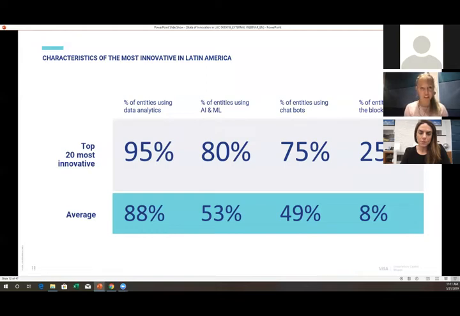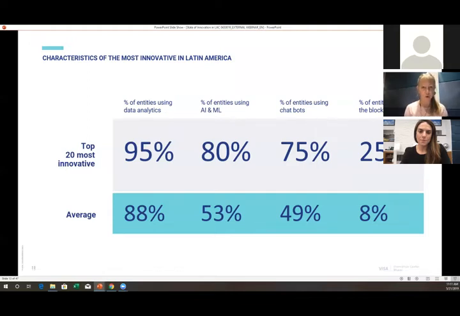Similarly, we have some additional indicators here that really capture what our most innovative firms look like. Again, we have more rapid and deeper penetration of new technologies within the most innovative companies. On the most basic side here, we see the use of data analytics. 95% of our top 20 companies are using data analytics compared to 88% overall.